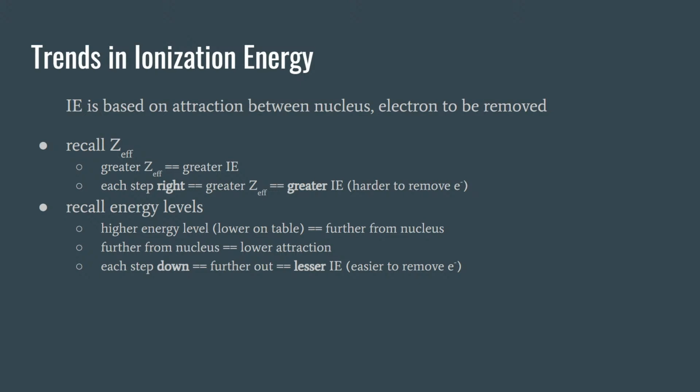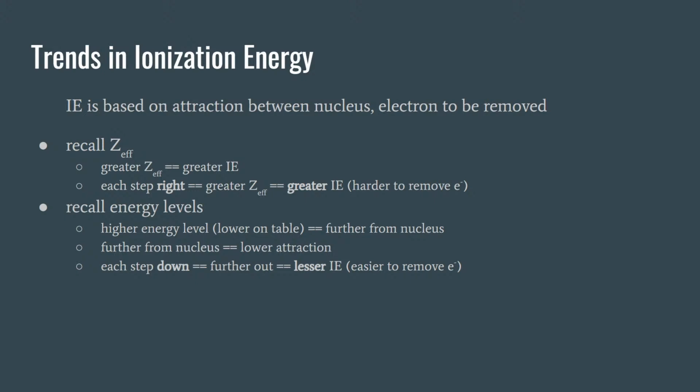In the exact same way as with atomic radius, energy levels. You take a step down on the periodic table, you're taking a step out and away from the nucleus. The attraction between charged particles is based on the charges of those particles, but it's also based on the distance between them. Greater distance means less attraction. So every step down is a step further out, means a lower ionization energy. So the electrons will be easier to remove.